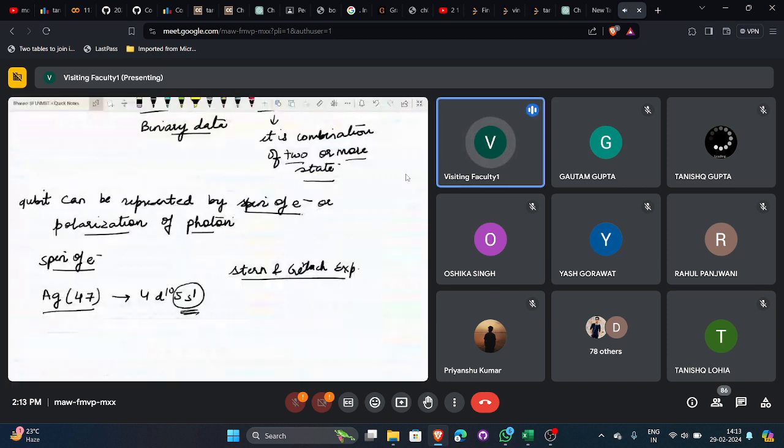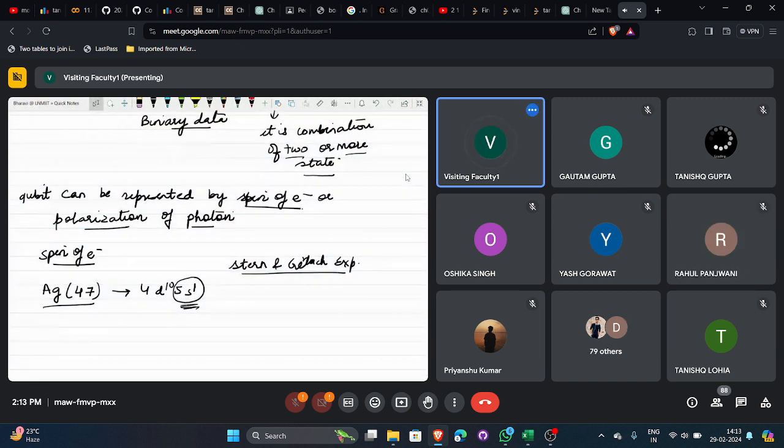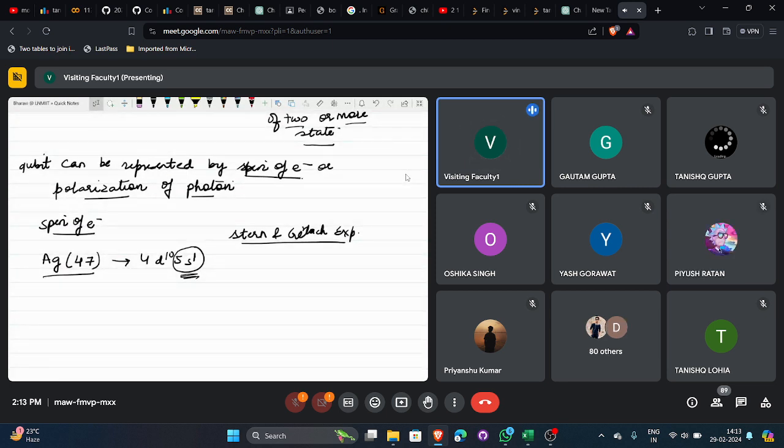Yes, students. Okay. So Stern and Gerlach performed an experiment. What it says is that a single electron can spin up and spin down.